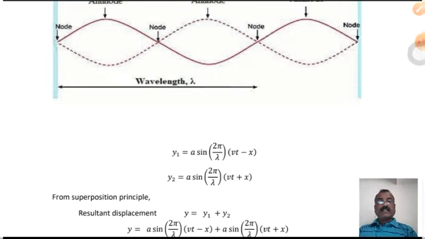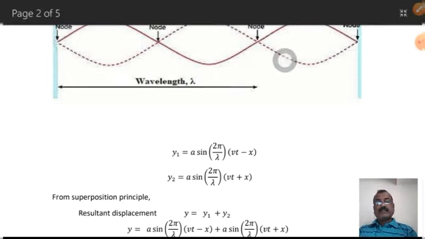This is the second wave. The second wave is like this. The first is the wave which is moving along positive x direction, and the second is the wave which is moving along negative x direction. The expression for the wave which is moving along negative x direction is given by y2 is equal to a sin 2 pi by lambda (Vt plus x).